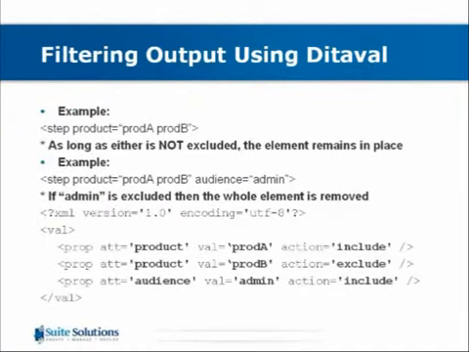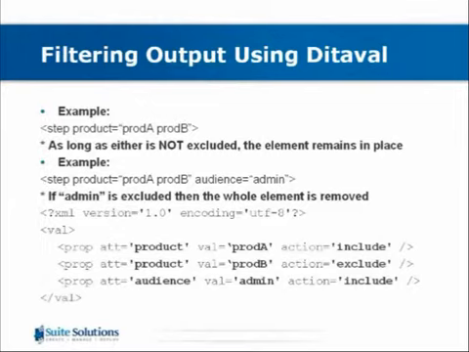Our first example: a step is assigned to product A and product B. As long as we don't exclude both of them, it stays. If we only say exclude product B, it's going to stay, because it gets included as long as one or the other is still included. In the sample file, product A is included, so we've already included it. If product A is excluded and product B is excluded, so neither of them is included, it would get dropped.